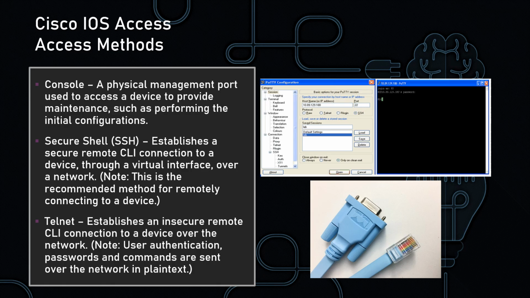So once we've established the in-band services through the console, we can then establish out-of-band services through either of these two options. This is connected in secure shell format through a virtual interface over a network. This is usually going to be abbreviated as SVI. This is the recommended method for connecting to a device remotely because secure shell includes encryption. It doesn't send things in plain text as telnet would.